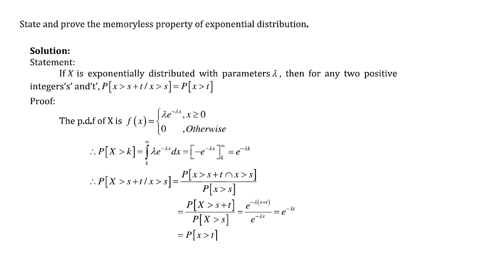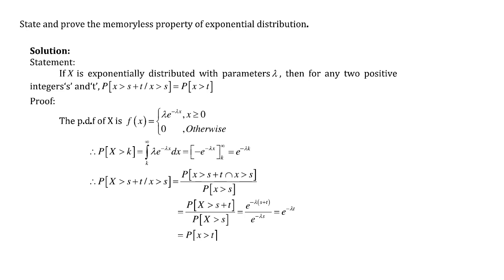Therefore the value for variance is going to be 1 by lambda square. And the memoryless property is also very important in the case of the exponential distribution. So if x is exponentially distributed with parameter lambda, then for any two positive integers s and t, probability of x greater than s plus t given x greater than s is going to be equal to probability of x greater than t.